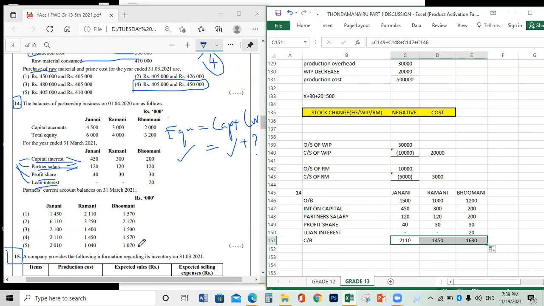What's the answer? 14th one, 4th one, no? No. Did I do any calculation? Yeah, I know. Still, there is a mistake.